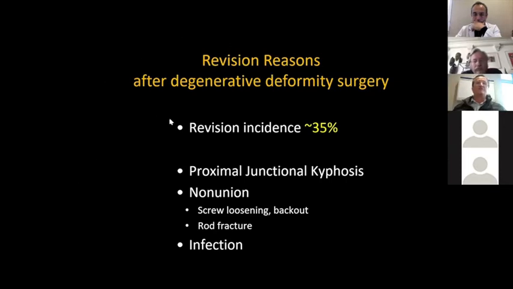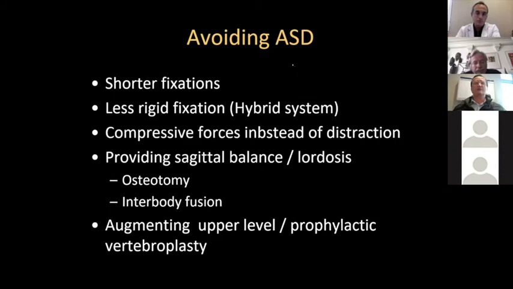As for the revision reasons, we said there are approximately 35%. The main reason is proximal junctional kyphosis, then non-union, and then infection. How can we avoid adjacent segment disease? If we do a shorter fixation, it's easy from the beginning. Use less rigid fixations, hybrid systems, although there are concerns about them. Don't make distractive forces, instead make some compressive forces, and provide sagittal balance and lower doses by osteotomy or interbody fusions, and augment the upper level, the so-called prophylactic vertebroplasty. These are some measures to avoid adjacent segment disease.